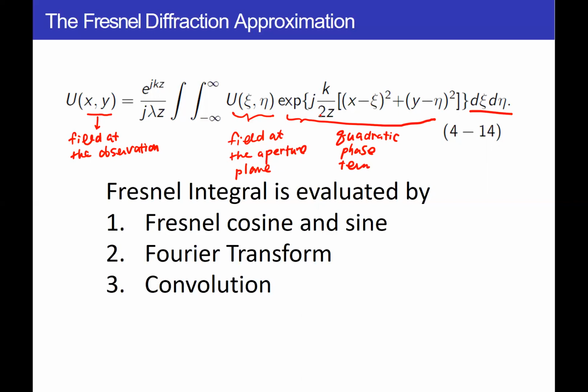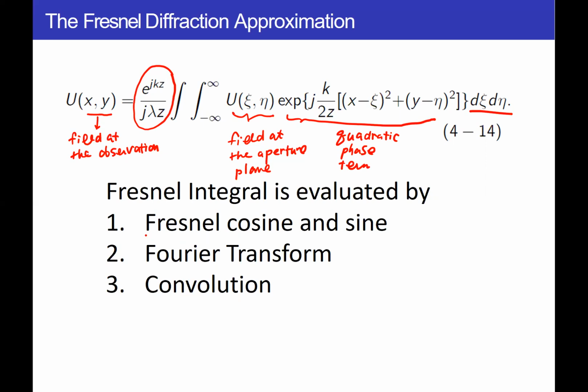So basically, it has a field at the aperture plane multiplied by the quadratic phase term, and then it is integrating over the aperture plane. And then we get our field at the observation point. Of course, it has a certain spherical wave propagation term here. Okay.